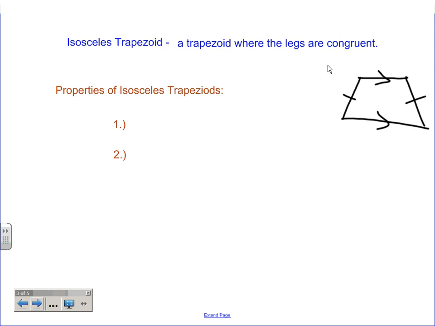You can try and spell isosceles right. It's really not that hard, but I see it massacred often. So let's try and get close.